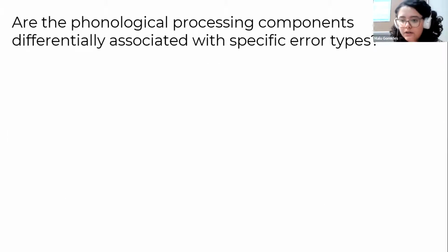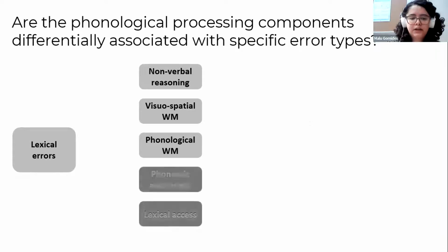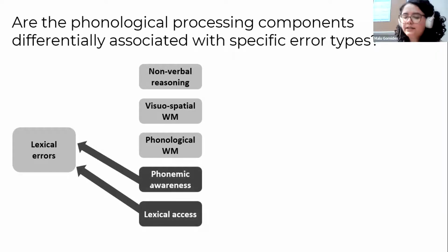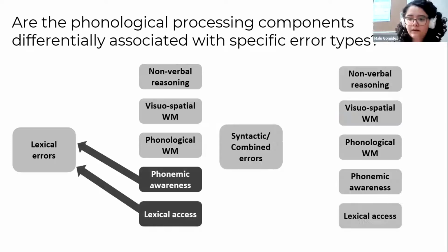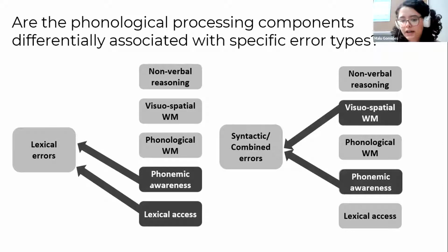To analyze our second research question, we conducted a regression analysis, and the results showed a dissociation between the cognitive mechanisms associated with lexical and syntactic and combined errors. So lexical errors were better predicted by phonemic awareness and lexical access, while syntactic and combined errors were better predicted by visuospatial working memory and phonemic awareness.